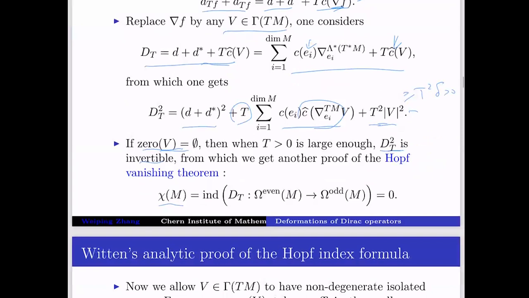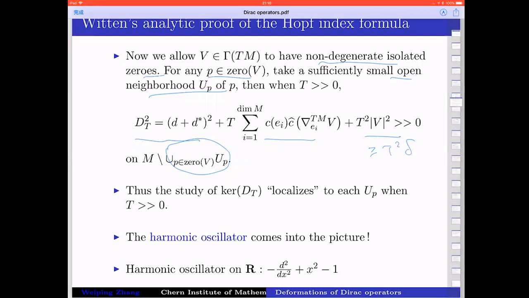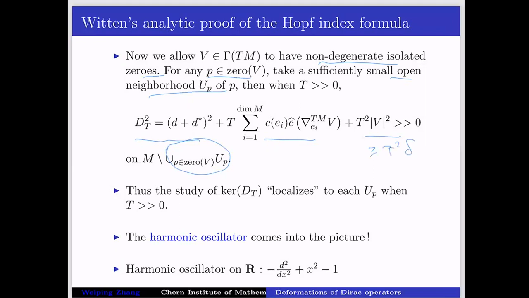Now, if we allow that V, the vector field, has non-degenerate isolated zeros, then for any of these isolated zeros, take a sufficiently small open neighborhood. We do the same computation and take the same square. We know that outside this union of small neighborhoods, V is large, so the T squared term grows and dominates this term. So outside of these, this one is very positive.